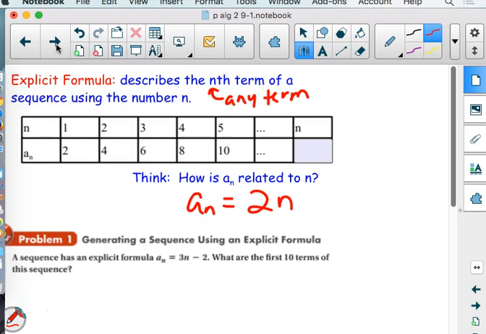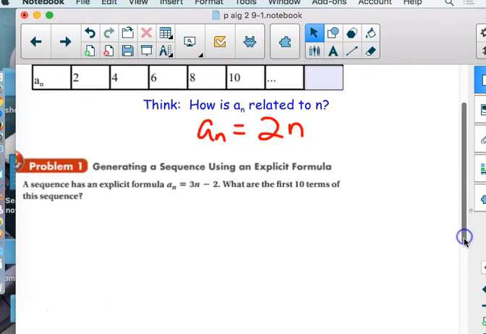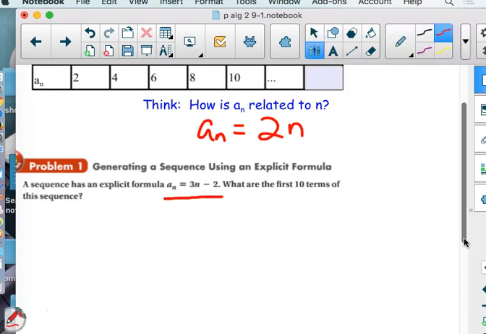So down here it says, let's get used to just using these formulas. We're going to generate a sequence, which means we're going to generate a list of numbers, and we're going to separate them by commas so everybody knows where the break is. It has an explicit formula, a sub n equals 3n minus 2. What are the first 10 terms of this sequence? Well, here's what I know. I start with 1, because it wouldn't make any sense to start with anything else. If I'm talking about a listing of numbers, there's going to be one that's there first. That's the first term. Then I'll need the second and the third.